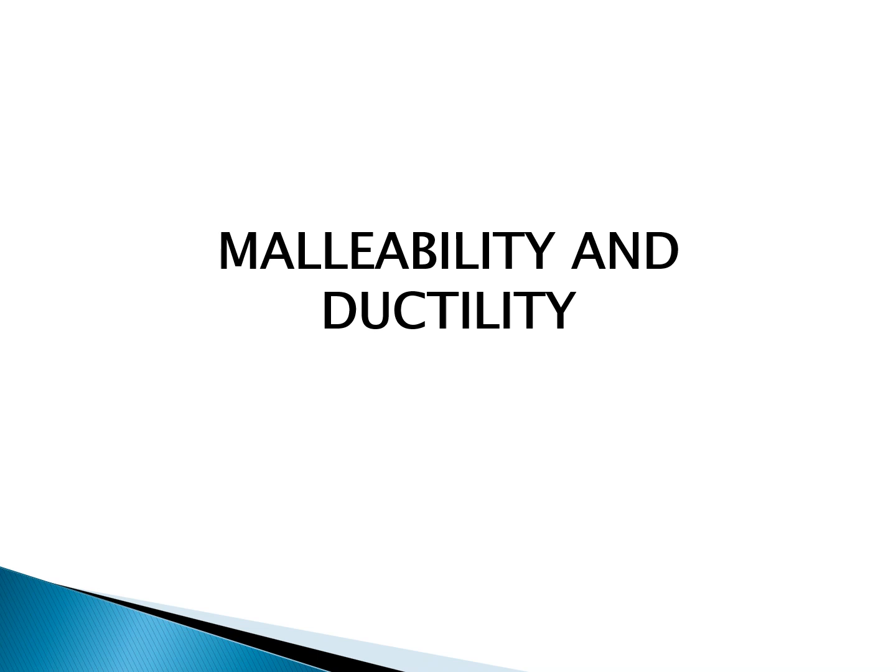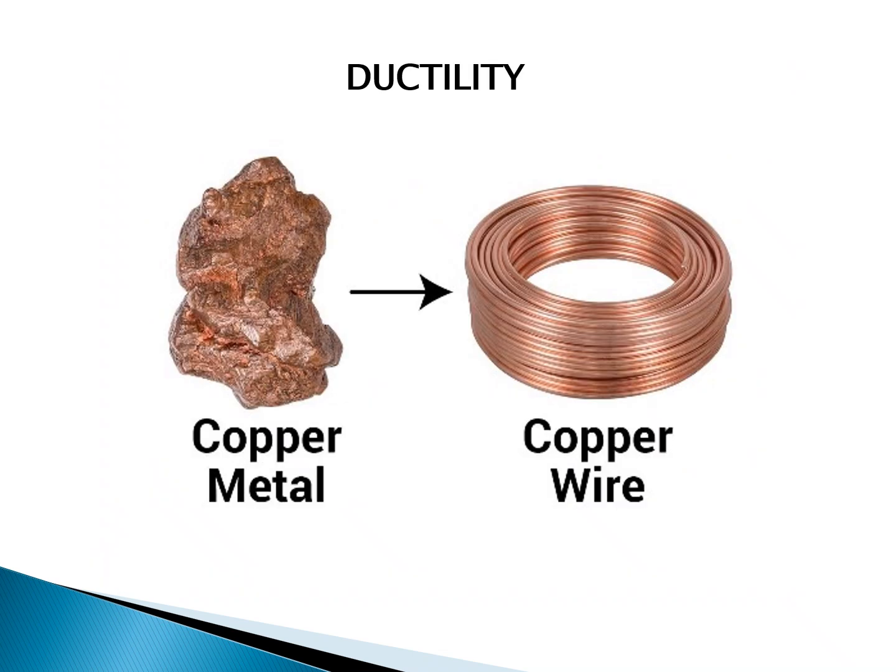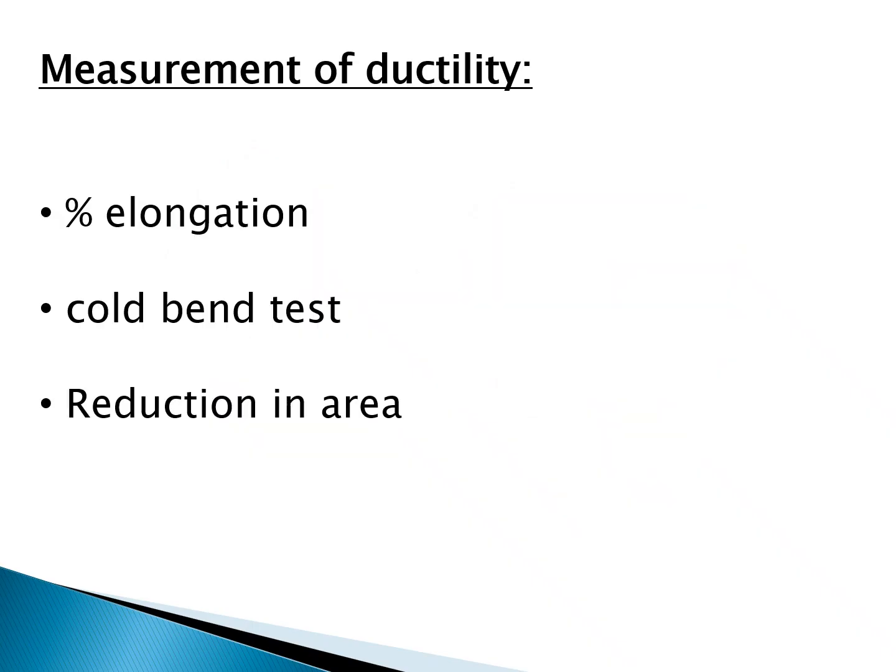Malleability and ductility. Malleability refers to the ability of a material to be beaten into sheets or thin paper. Ductility refers to the ability of a material to be drawn into a wire. So copper is a very highly ductile material. The most malleable and ductile material is gold. Ductility can be measured as a percentage elongation, or you can bend the material into 90-degree bends to see when it fractures. This test is called the cold bend test, or it can also be a measure of reduction in the total surface area.